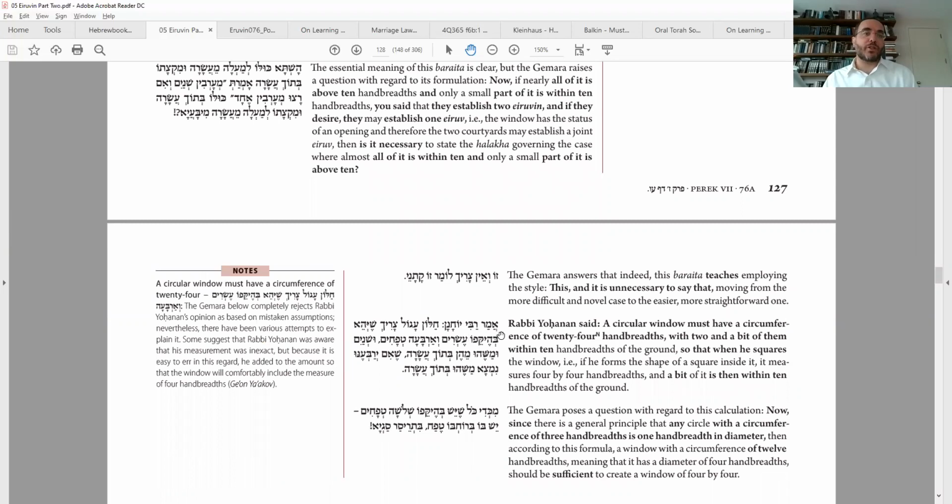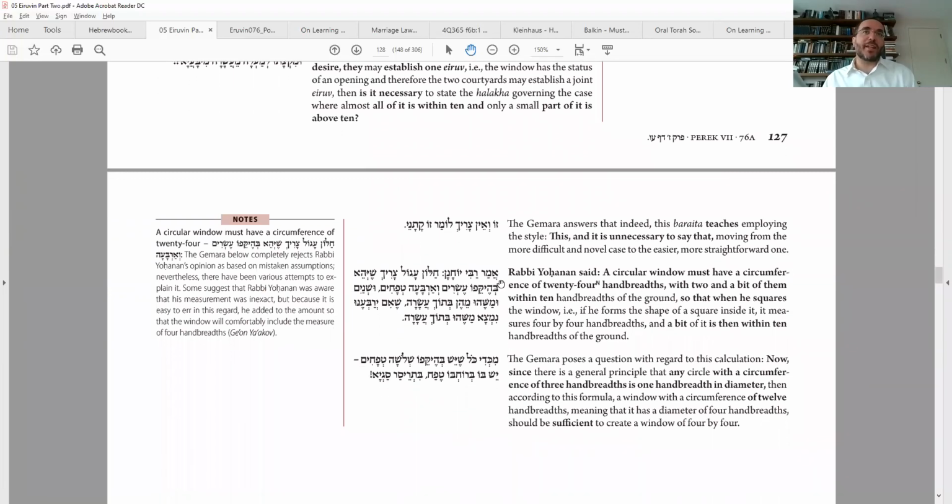All right, now we get to the geometry part. Amar Rabbi Yochanan, halon agol. What if I want to have a circular window? Where until now, we were talking about a square, 4 by 4. Good, but what about if it's a circle? Sarich sheyehe behekefo 24 tefachim, ושניים ומשהו מהן בתוך 10, שאם ירבענו נמצא משהו בתוך 10. So it's telling us two things. First of all, it would need a circumference, behekefo, circumference, 24 tefachim.